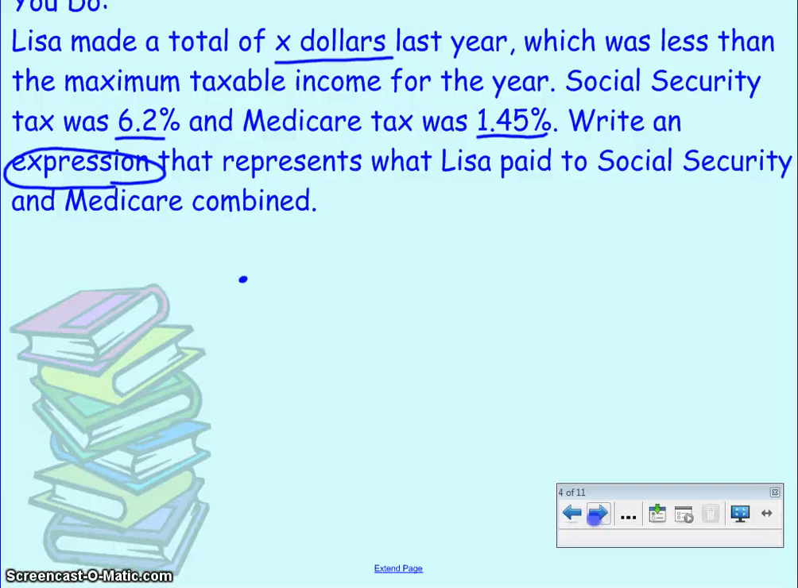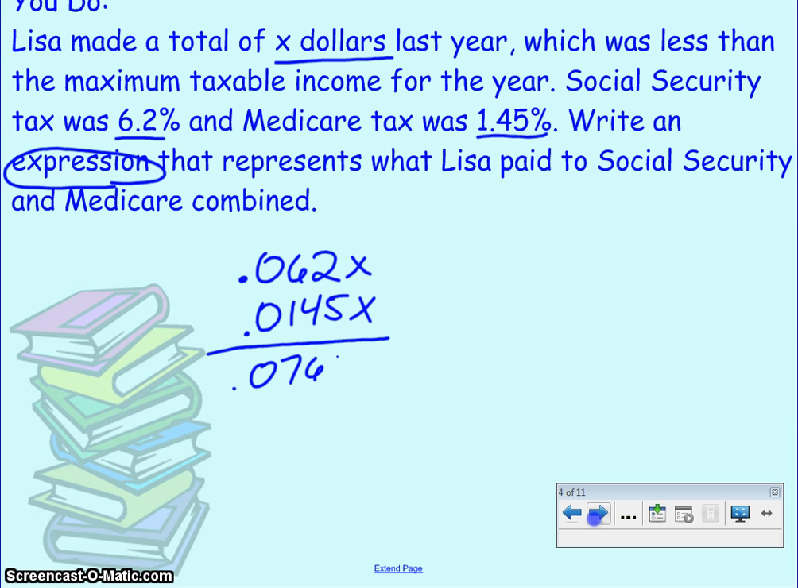Well, I know that I took 0.062 and multiplied it by what Ramiro earned, so let's do the same with Lisa. 0.062 times, we don't know the exact dollar amount, but we know she earned X dollars. The next thing we'll do is the same thing with the Medicare. And if you'll remember, after we did that, we went ahead and we added those values together. And if we do that here, we get a total of 0.0765 times X, and there's our algebraic expression.